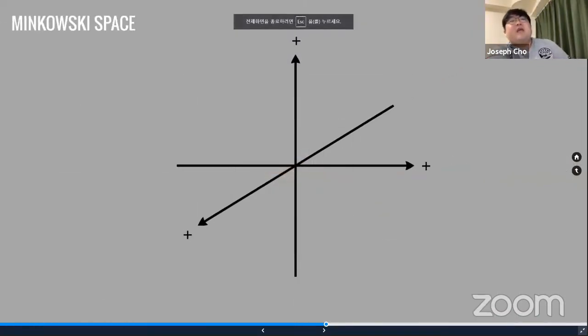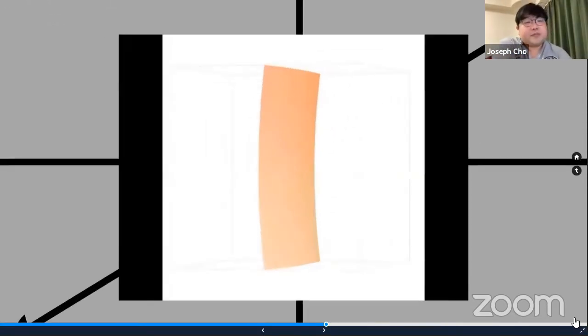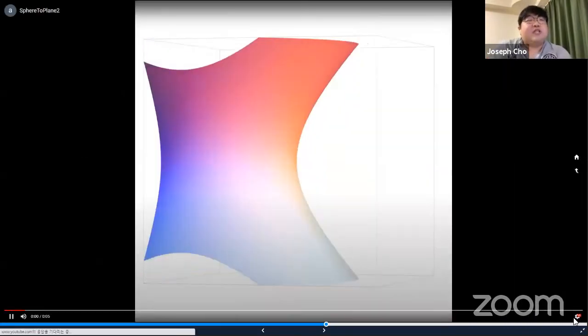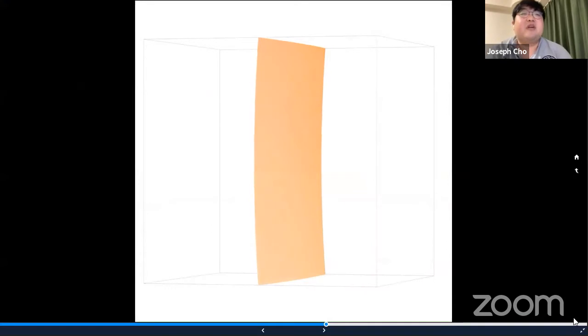All right. Now, coming back to the case when the third direction or the vertical direction has a minus signature, then you can also view planes here as spheres with infinite radius. The spheres look a little different. But as you see in this video, as the radius gets bigger and bigger, the sphere looks more and more like a plane.